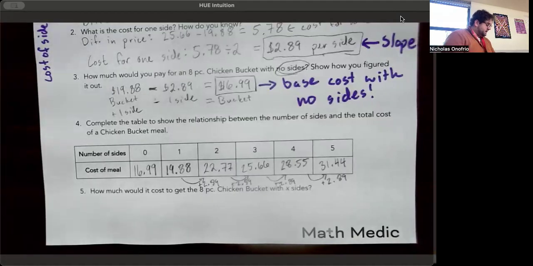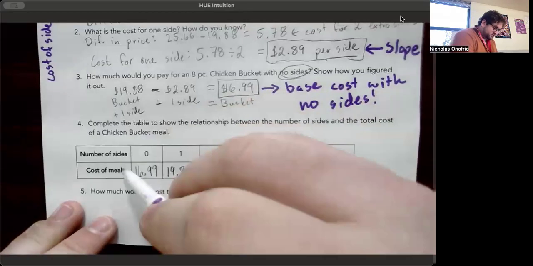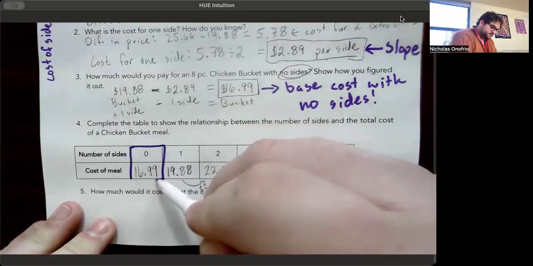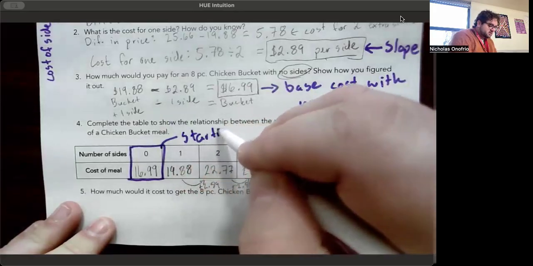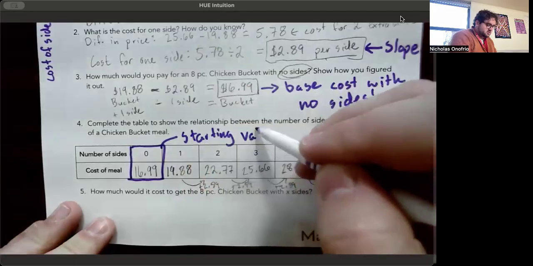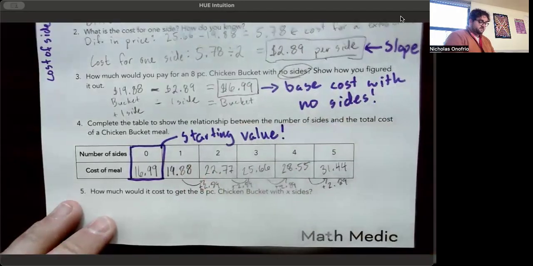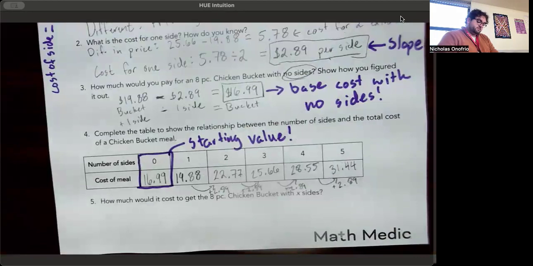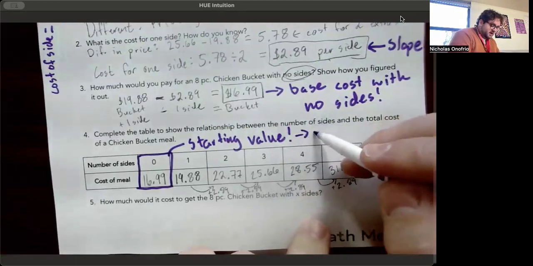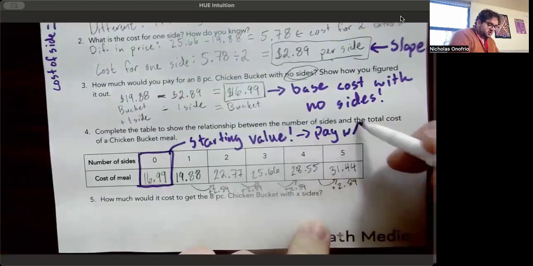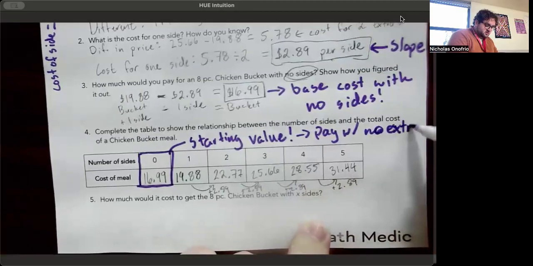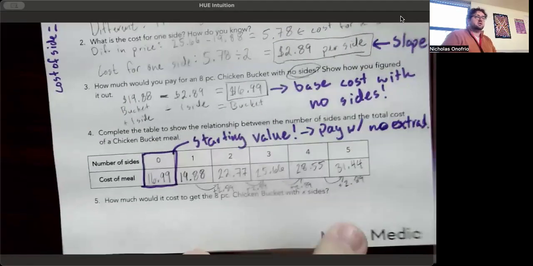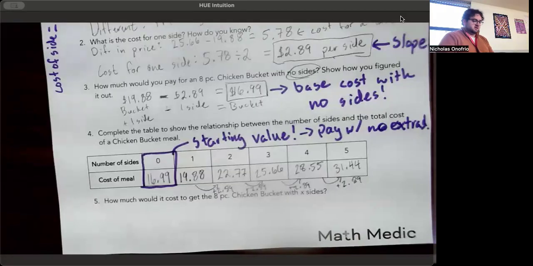Now, again, I just want to highlight this 0, this 1 and $16.99. This is our base cost, or our starting value. What I want you to think of the starting value as is what you pay with no extras. If you're getting that 8-piece bucket, you're paying $16.99, no matter what.